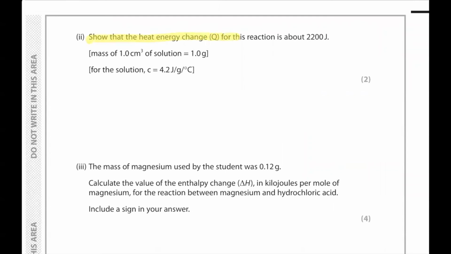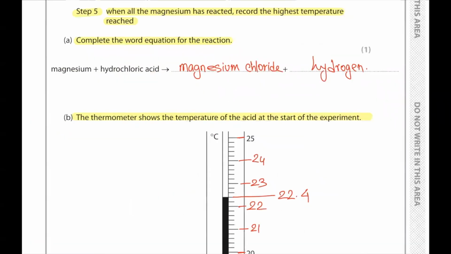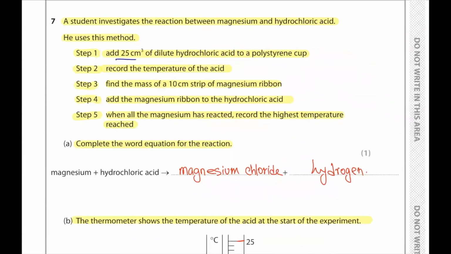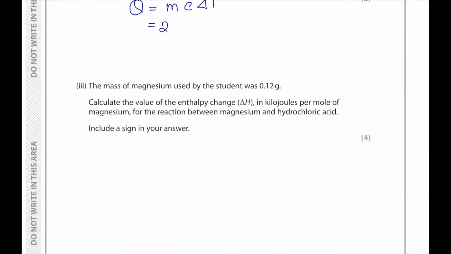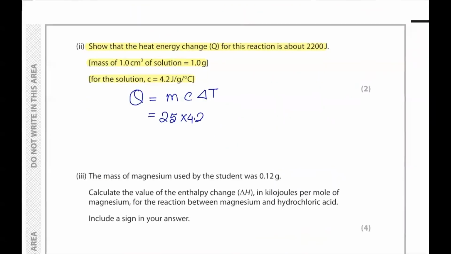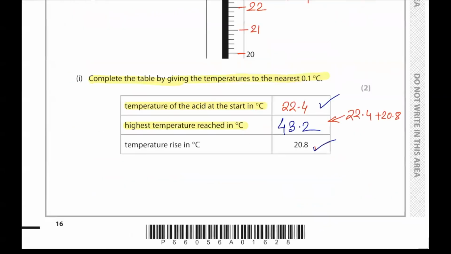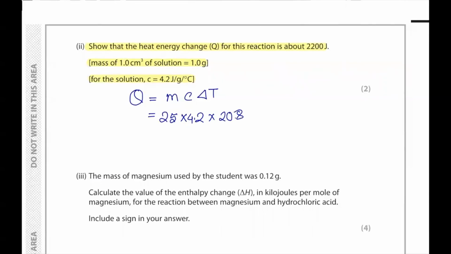Part 2. Show that the heat energy change for the reaction is 2200 joules. Mass of 1 cm cube of solution is 1 gram. For solution, 4.2 joule per gram per degree Celsius is the specific heat capacity. All right. So for this kind of math, we are going to do Q equals mc delta T. Now delta T represents temperature change. The mass of the water in this particular experiment, the mass is 25 cm cube of dilute hydrochloric acid. So the mass is 25. C is 4.2 and delta T we got on the previous page, which was 20.8. And when we do the math, it comes to 2184 joules.